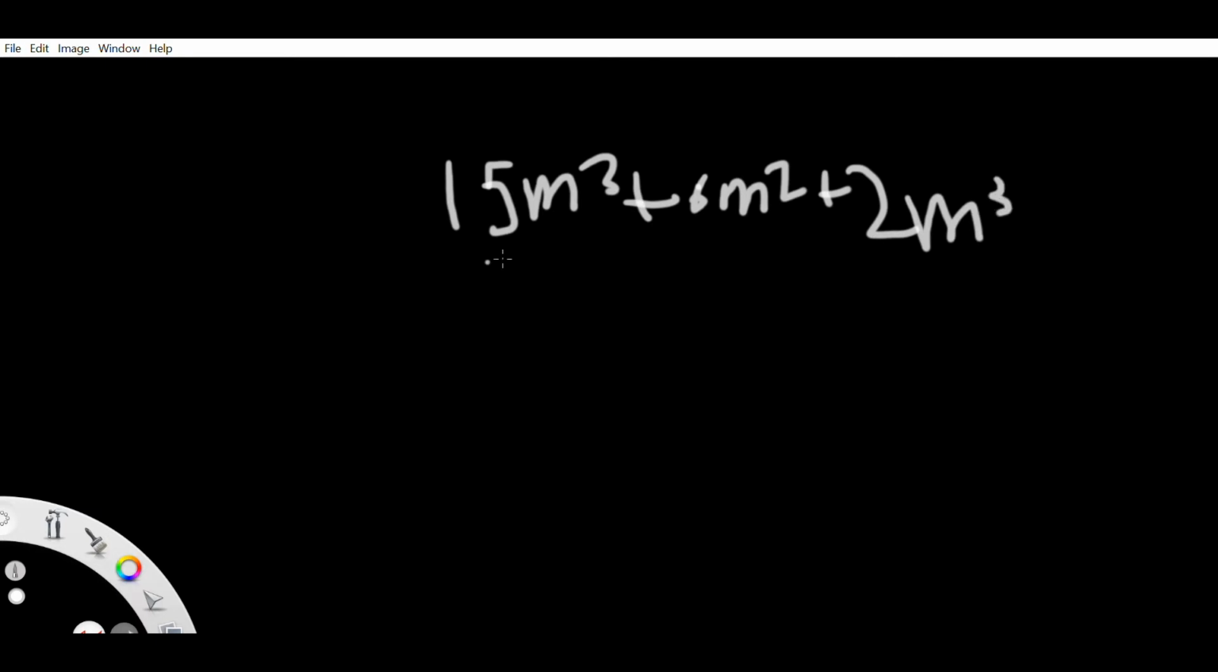Adding polynomials. Polynomials can be combined or added, however only those with the same exponents and variable. For example, suppose we tried to add 15m to the power 3 plus 6m squared plus 2m to the power 3. We can only add the 15m to the power 3 and 2m to the power of 3, as they both have m to the power 3. But we cannot add 6m squared, since this one is m to the power 3 but this one's m squared. So our final product will just be 17m cubed plus 6m squared.